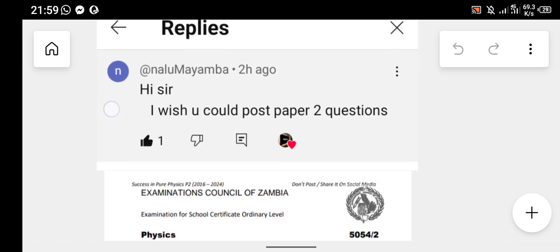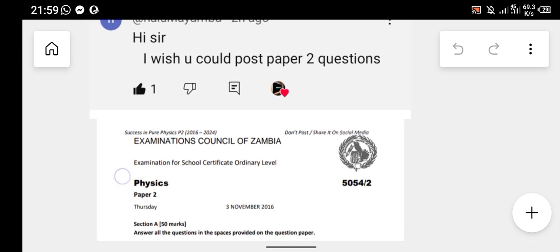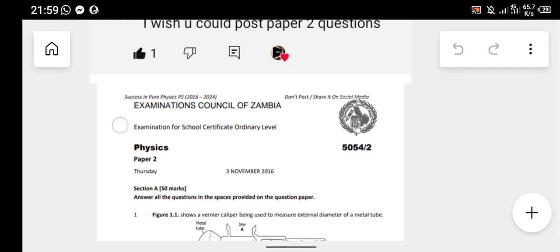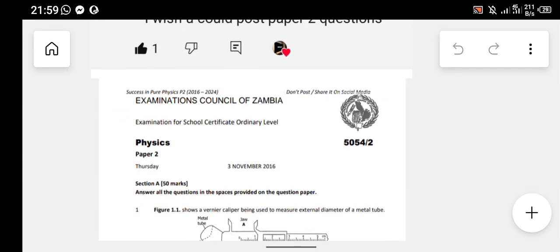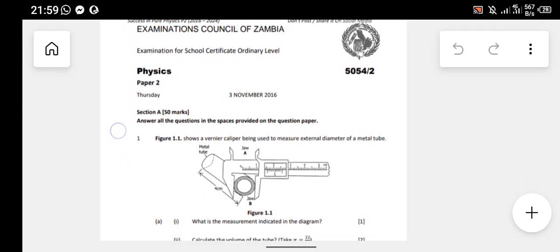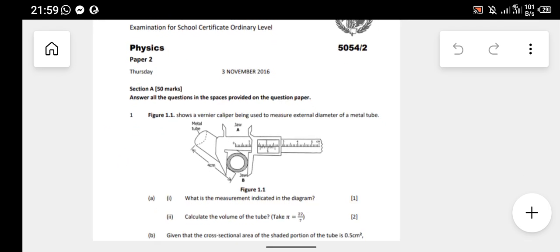So, responding to Nalu Mayumba, I've picked a question which came in 2016 paper 2 physics, question 1. By the end of this video you should be able to know how to find the volume of the cylinder and the density of the cylinder, and how to read the vernier calipers.